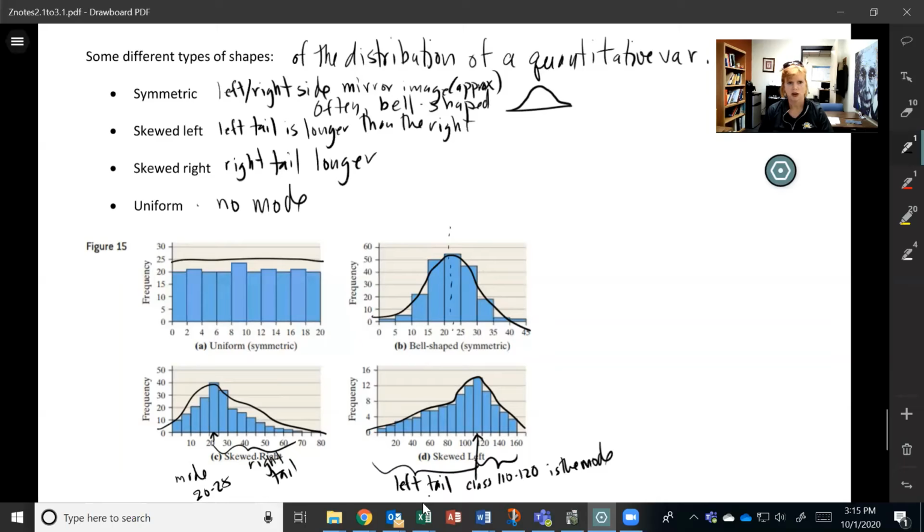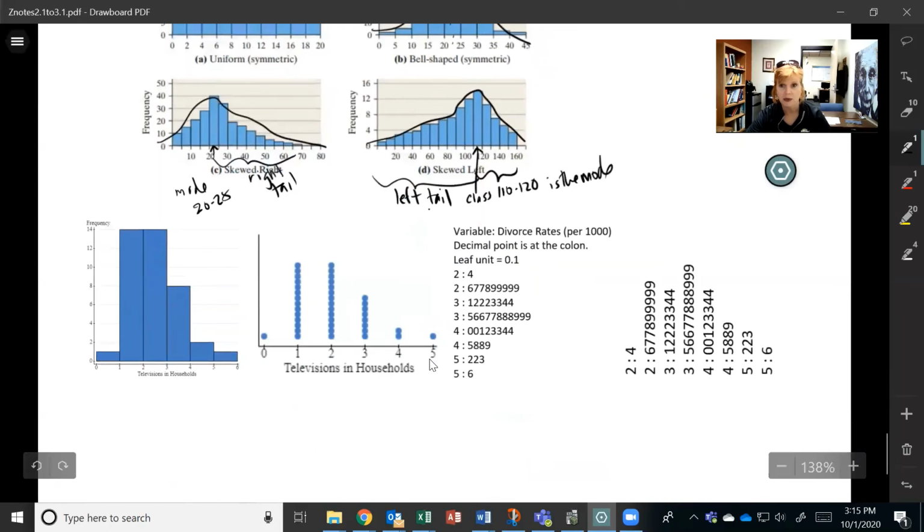All right, so we don't talk about its tail. There's no tail because there's no mode. All right, so let's look at the graphs that we've done so far.